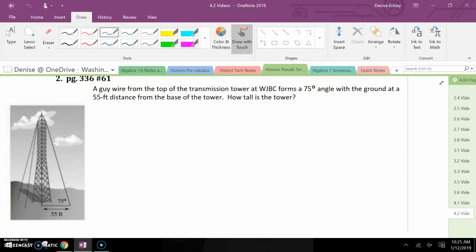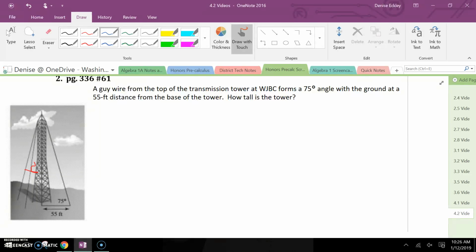So you can see that what we have there is a right triangle, and we're given an acute angle of 75 degrees. We're given the adjacent side is 55, and we can use the tower as our opposite side, and I will just label that H, and because the tower makes a right angle with the ground, we have a right triangle there. So what we want to do is use a trig function that relates the adjacent side and the opposite side and that angle to find H.